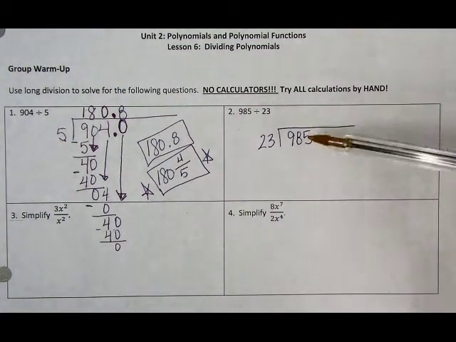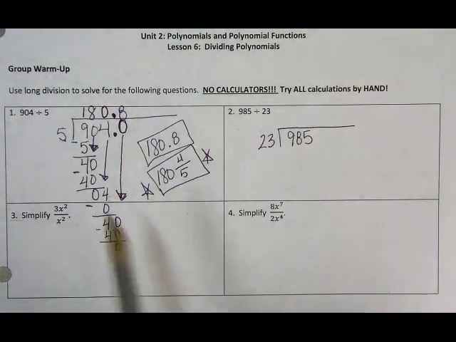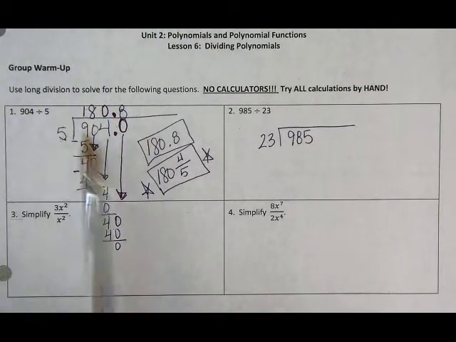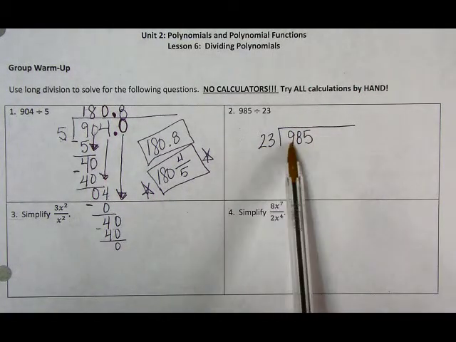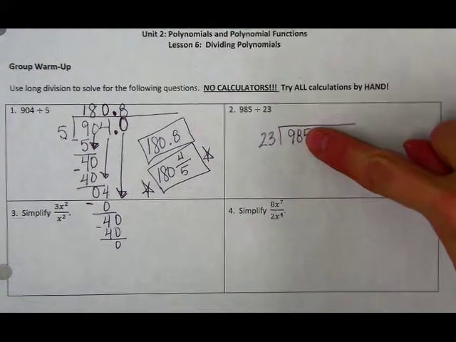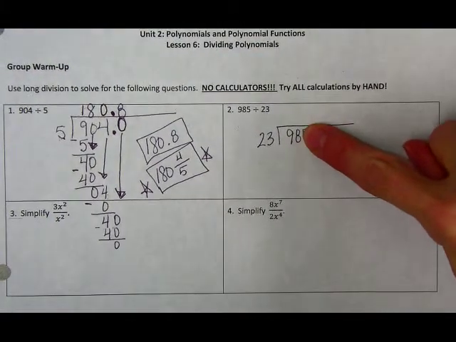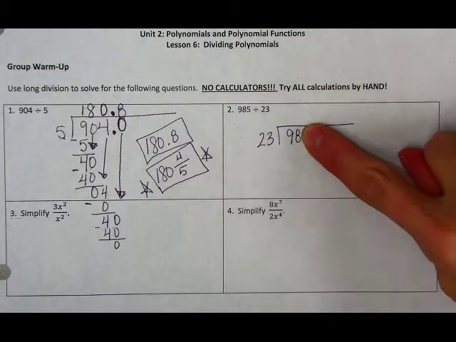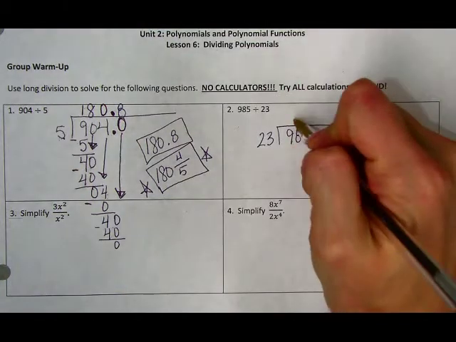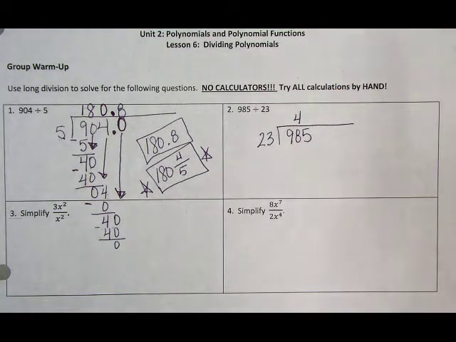So when we start number 2, we're not going to start the same way we started number 1, because 5 went into 9. This was one number going into one number. In this case, 23 can't go into 9. So we have to go out one more and look at 23 going into 98. So how many times does 23 go into 98? And through figuring that out, that would be 4.